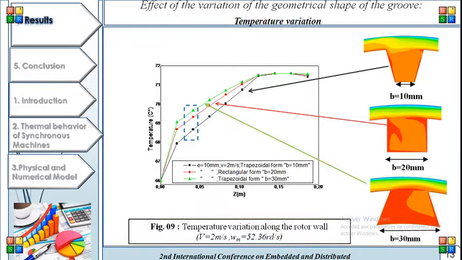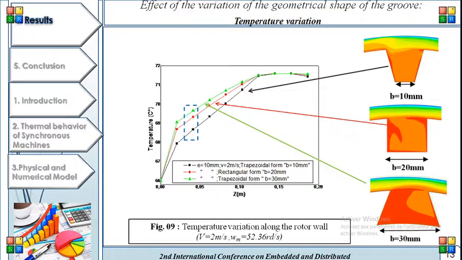To see the effect of mounting different geometric shapes of the rotor grooves, I plotted the temperature curves of each form. Figure 9 gives the temperature variation along the rotor wall for three groove shapes. The first shape is trapezoidal with small base b equal to 10 mm, the second is rectangular with base b equal to 20 mm, and the last shape is trapezoidal with base b equal to 30 mm.